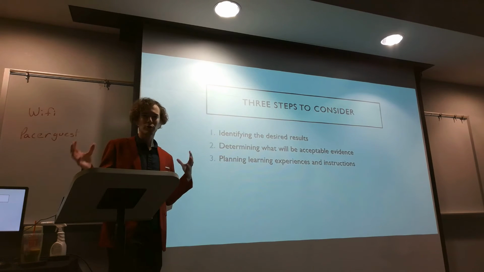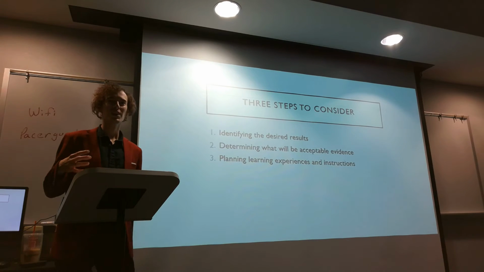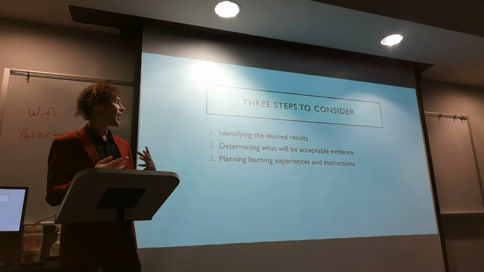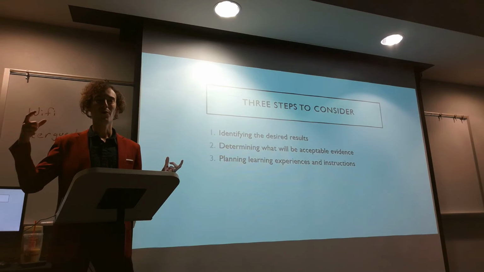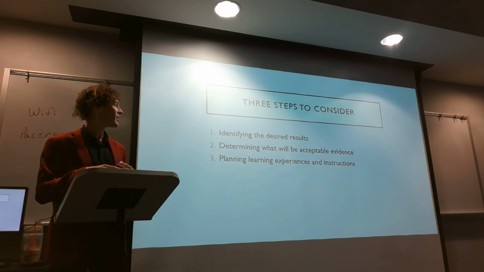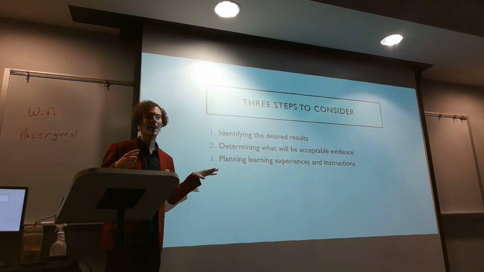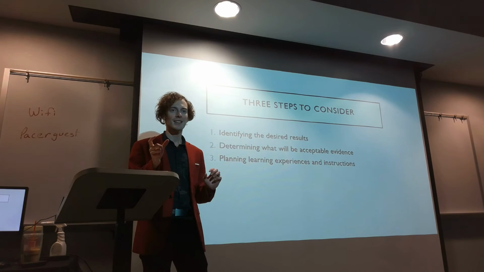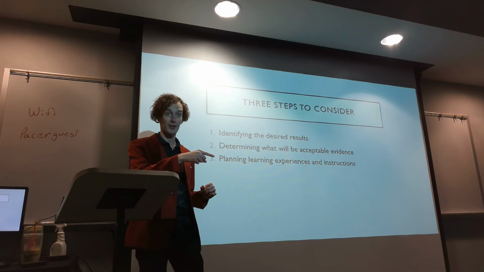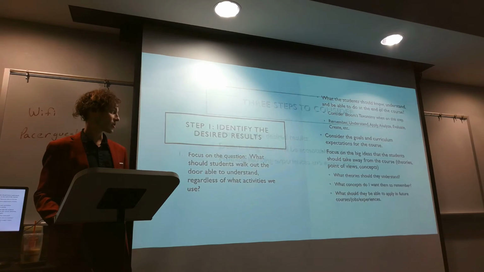So these are the steps to consider when going through with these. There's 3 steps, 3 questions. They're very similar, but they work together, and as we go, you'll see how those questions are always considered throughout these steps. First, identifying the desired results. What are my students going to understand? What are they going to know at the end of the course? Determining what will be acceptable evidence. So this isn't just what kind of assignments, it's how am I going to make sure this evidence is acceptable for what they're understanding at the end of the course. And planning learning experiences and instructions.